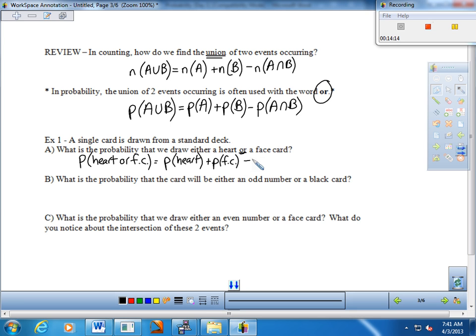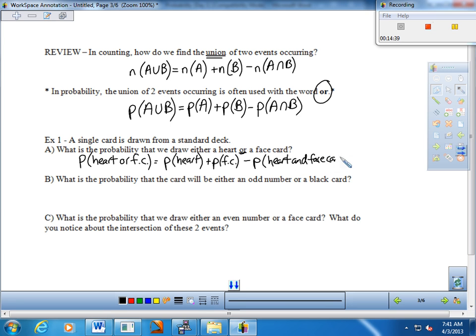But here is the problem. There are certain cards in the deck that will be in both of these favorable outcomes here. And so I don't want to include the same card twice. That's the key. And so as a result, I have to subtract away the intersection, which would be the probability that it would be a heart and a face card.